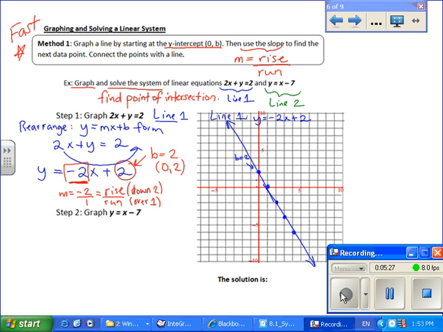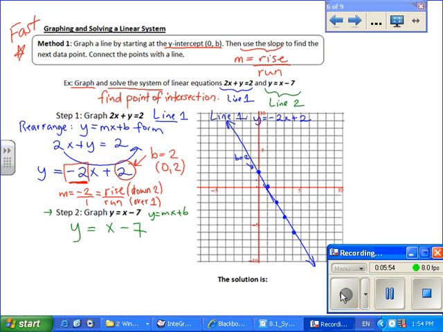The next thing I'm going to do is plot my other line, which is line 2, y equals x minus 7. Okay, so now I'm doing step 2. It's already in y equals mx plus b form, so that's great. So I don't have to rearrange this one. What I'm going to do is simply identify the slope and the y-intercept.